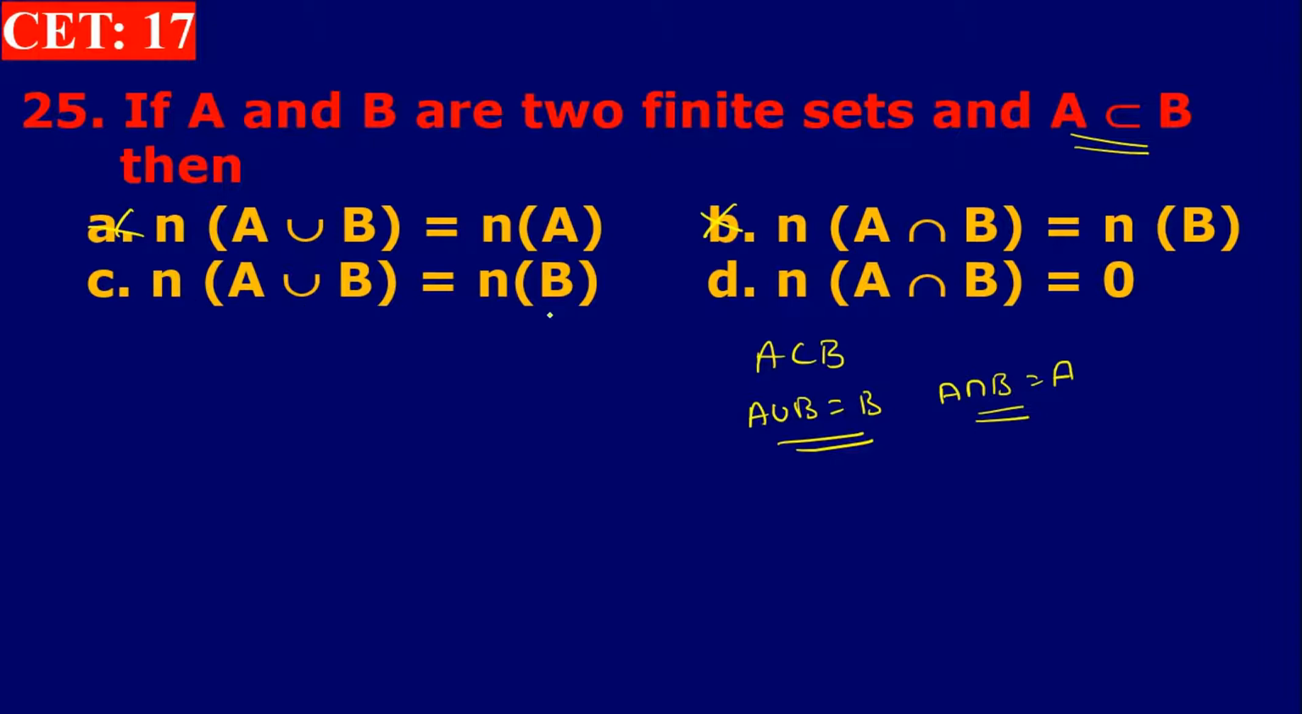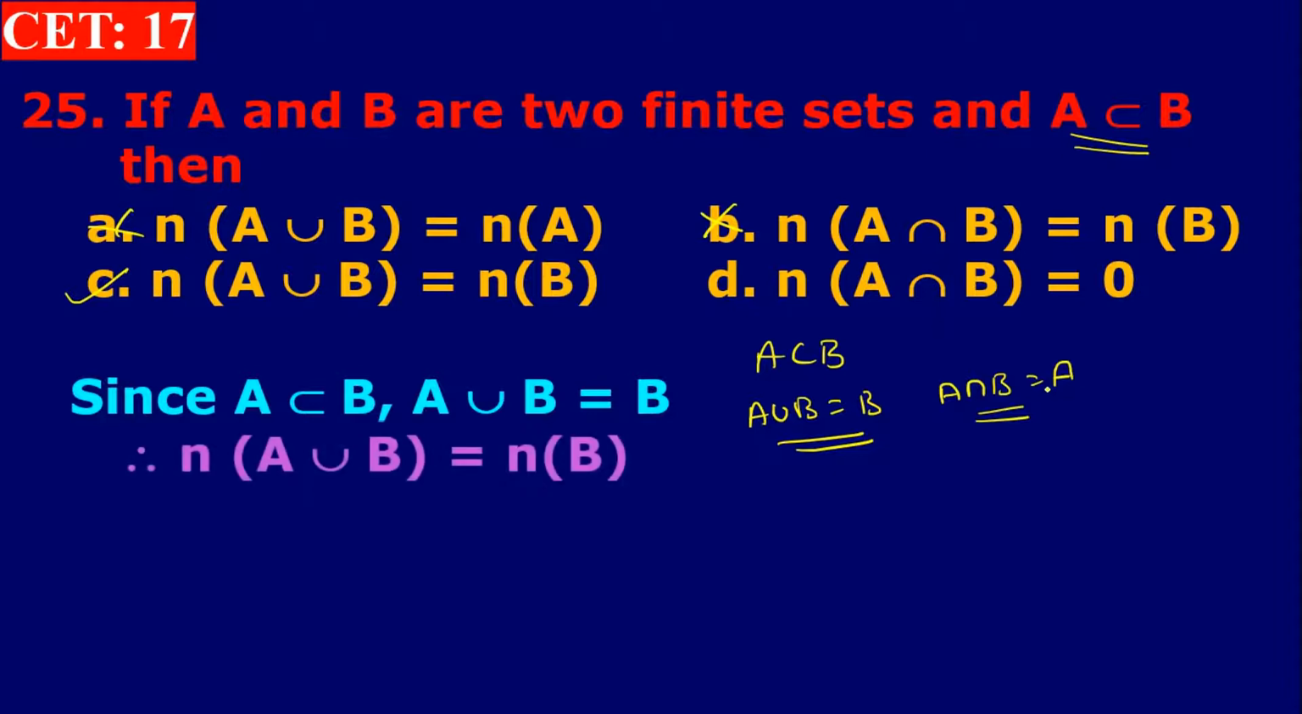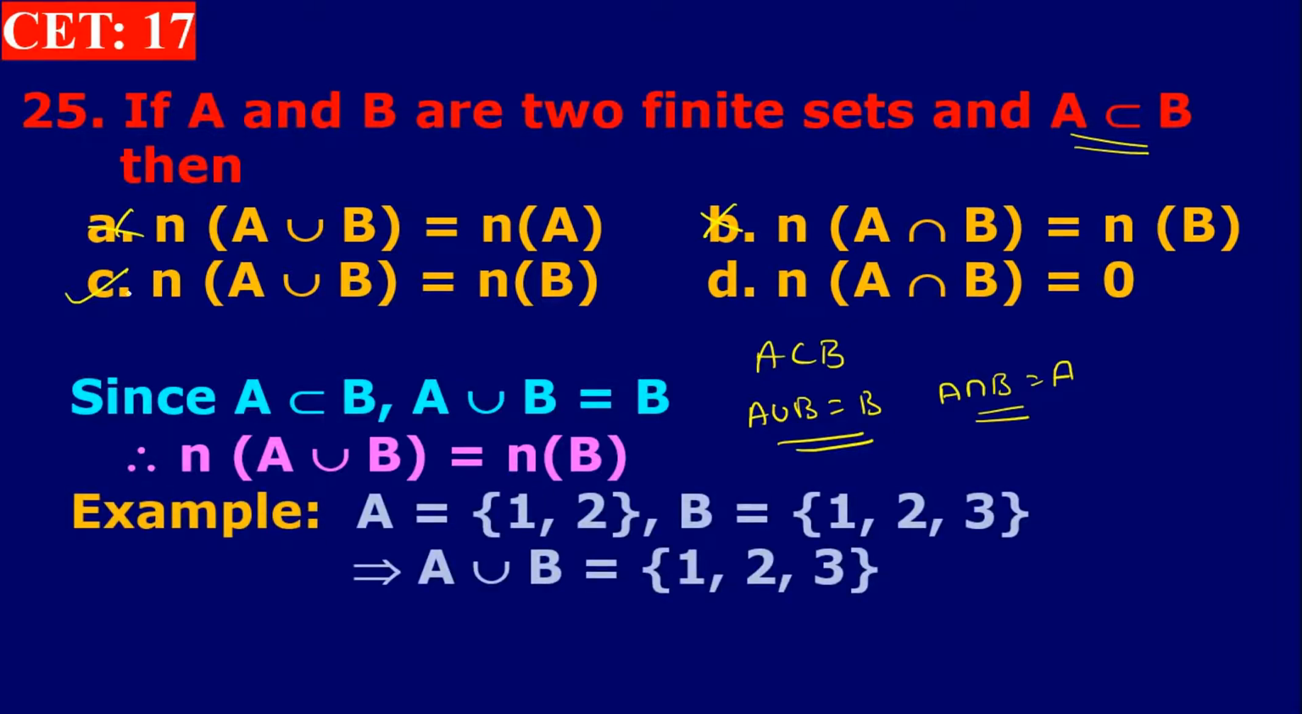Then n(A ∪ B) = n(B). Since A union B is B, n(A ∪ B) is n(B). It is possible, so option C is possible. n(A ∩ B) = 0 is not possible, since A intersection B is A, so n(A ∩ B) is n(A) only. Therefore the correct option is option C. Here A is a subset of B, so A union B is B only, so n(A ∪ B) is n(B), which is option C.